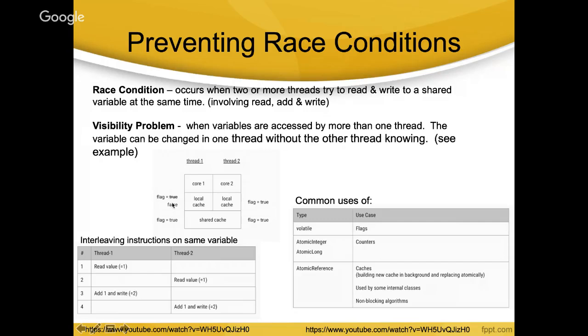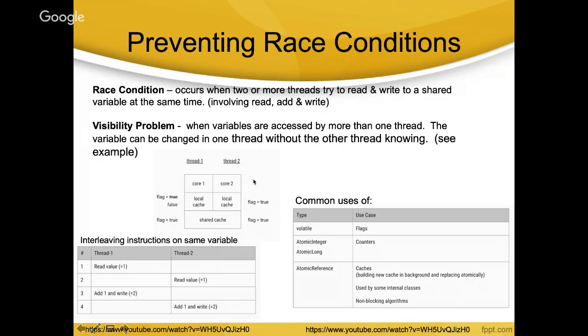Thread 1 gets done first, and it wants to change the variable. It changes it to false, but thread 2 hasn't finished with it, and so it thought it was true, and it's still thinking it's true. So you can actually have processes running infinitely because the visibility isn't seen.